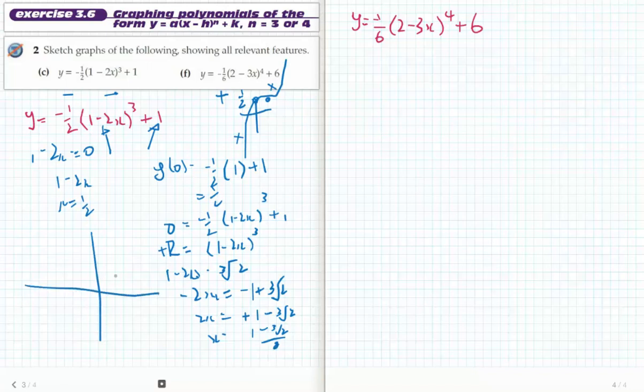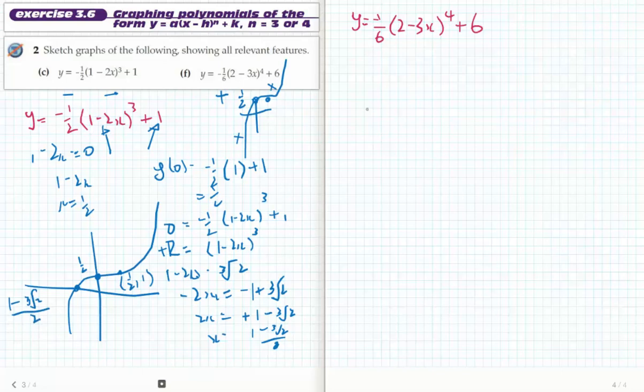It's going to have a stationary point of inflection there. So we come up, we have a stationary point of inflection, then we continue. I know the coordinates there will be at a half and 1. I know the y-intercept is at a half, and I know the x-intercept is at 1 minus the cube root of 2 all over 2.